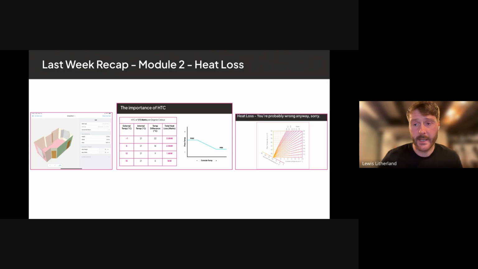The next bit was the importance of HTC, or basically how the heat loss changes. It's a heat loss of 7 kilowatts, but at what? It all depends on your outside temperature, inside temperature, and so on. The importance of that is why we need weather compensation, because it's constantly changing. The final bit, and hopefully people took it the right way: we've done all that learning and gone deep, and the final slide was basically, you're probably wrong anyway. It's a saying I like to use a lot, because it's real life. You're probably not going to nail the heat loss calculation 100%.